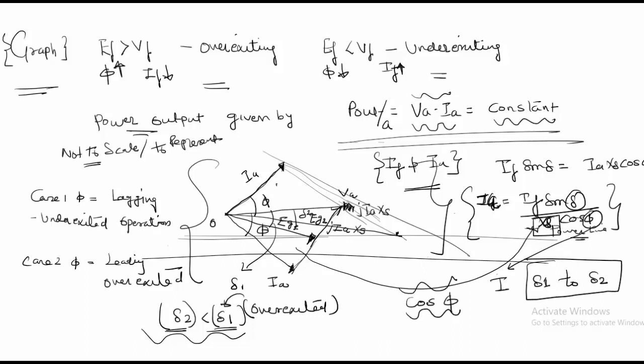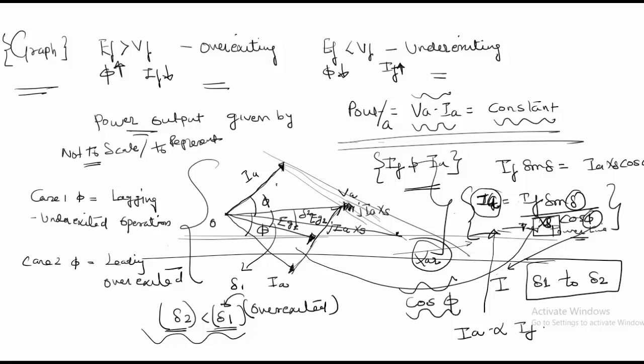Ia is constant, so there will not be much change happening in your Xs also, since your synchronous reactance Xs is directly proportional to Ia. Since your Ia is changing, the Xs will also have some effect. But based on this equation, it's possible to get a curve for the relationship of Ia to If.